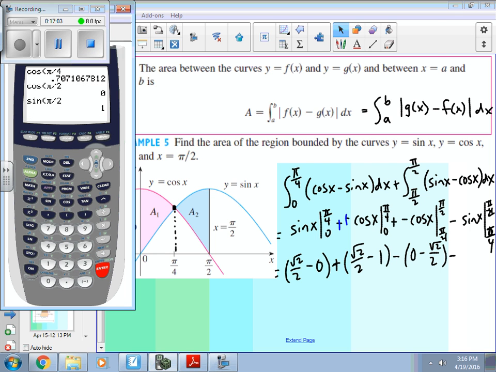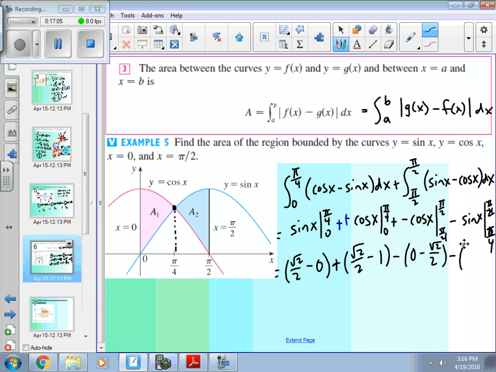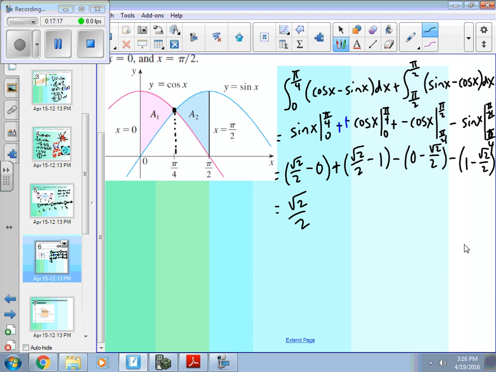We get 1 minus square root of 2 over 2 again. Okay, so if we simplify that, that should give us our answer here. Well, that's square root of 2 over 2 plus square root of 2 over 2 minus 1.